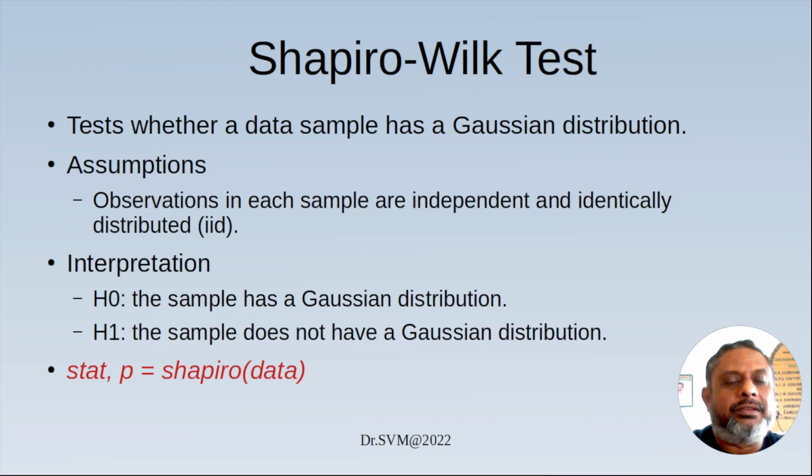If the p-value is less than the significance level, and mostly the significance level we use is 5%, so if we find the p-value is less than 5%, then the null hypothesis is rejected. Then we claim that the data is not normally distributed. If the p-value is greater than 5%, then the null hypothesis cannot be rejected, and hence we claim that the data has a Gaussian distribution, or is normally distributed.